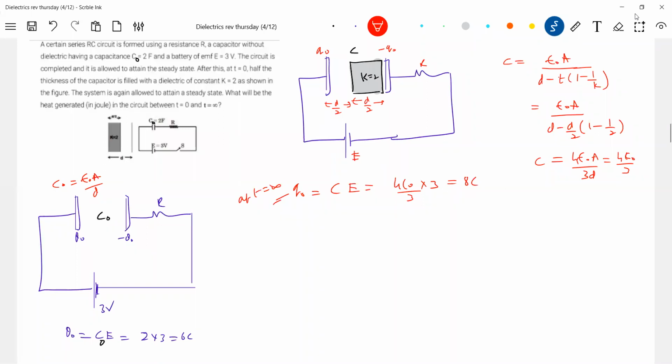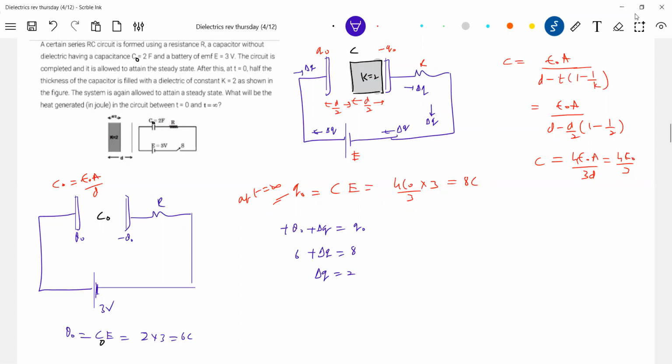Meanwhile, it's asking what is the heat generated in the process. So how to do it? Any additional charge that has flown through the cell, delta Q. Again, the bucket concept. So earlier, what was the charge? Q naught, plus delta Q entered, and it has become Q. Q naught is 6, Q is 8, so 2 coulombs of charge has flowed.